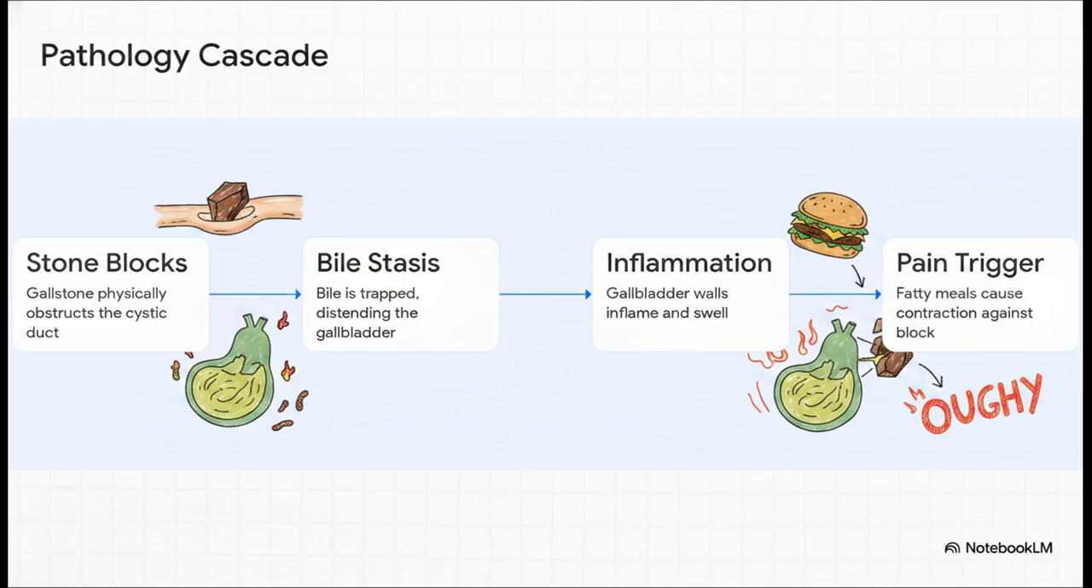Step 3, this backup causes the walls to get inflamed, swollen, and hey, bacteria might even crash the party and start infecting it. And finally, Step 4, the pain trigger. When your patient eats a fatty meal, their body says, hey, release bile, which stimulates that inflamed gallbladder to contract directly against the blockage. That squeeze, that is exactly what causes that agonizing right upper quadrant pain.